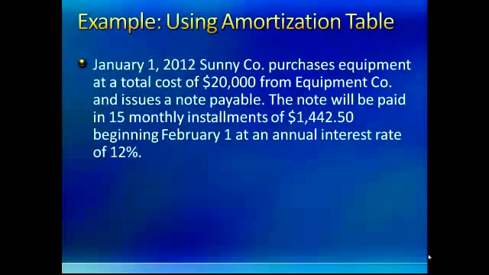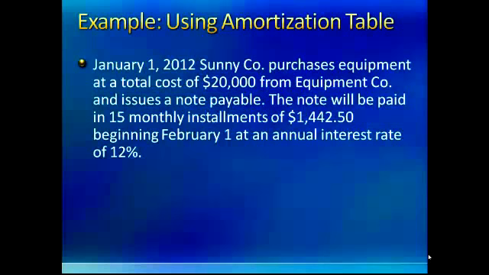So the way this amortization schedule is going to work is we're going to try to come up with a way to systematically reduce this note from $20,000, the beginning value, to zero, because we want to pay this thing off in 15 months. We want to make sure that the amortization table is factoring in a 12% interest rate because that's what the charge is.